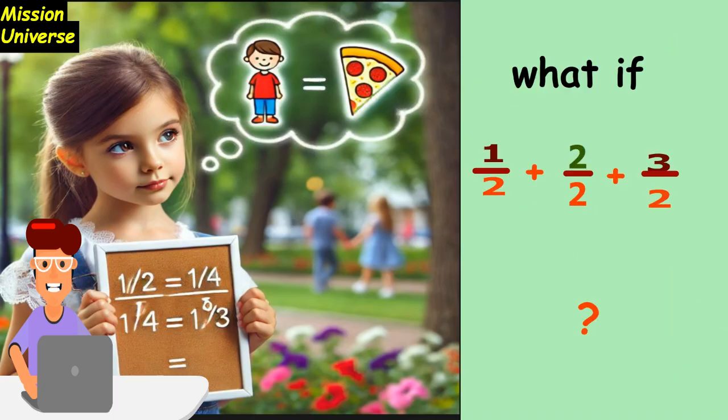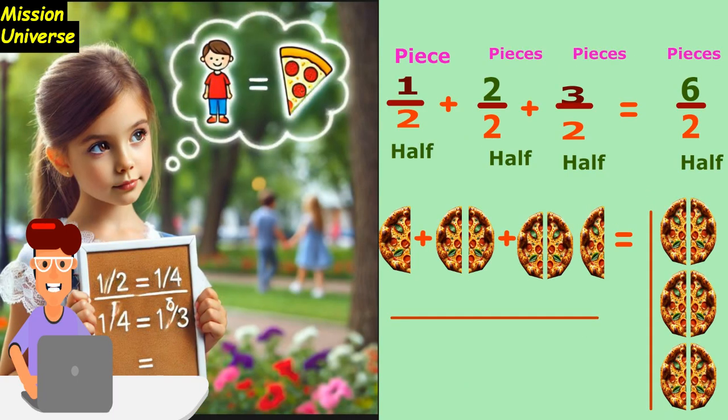And what if you add 1 upon 2 plus 2 upon 2 plus 3 upon 2? How will you add? 1 upon 2 plus 2 upon 2 plus 3 upon 2 is equal to 6 upon 2. Let's read this like 1 piece of half plus 2 pieces of half plus 3 pieces of half is equal to 6 pieces of half. If you add 1 half piece of pizza plus 2 half pieces plus 3 half pieces, then there will be 6 half pieces of pizza.